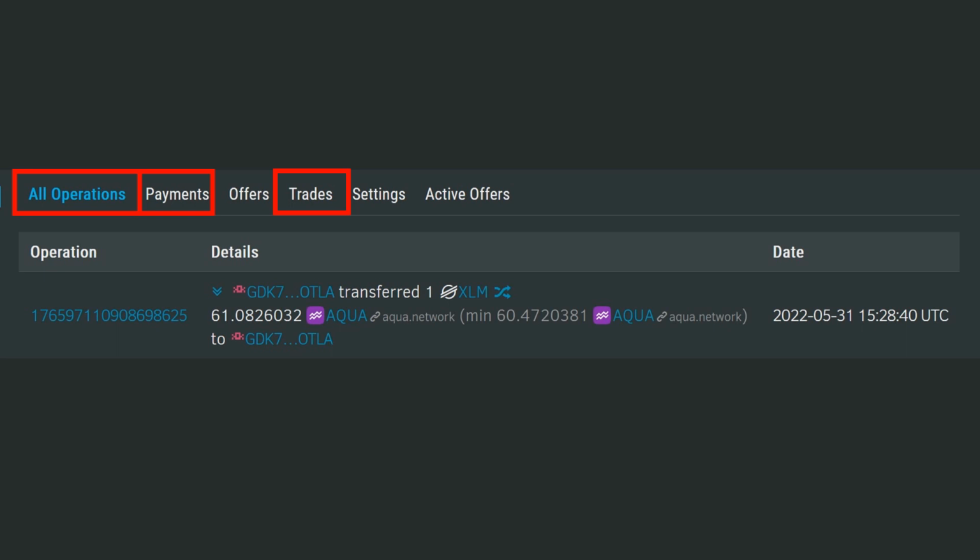In trades, we had two operations for this transaction, whereas in the All Operations tab, we only had one. The easiest way to spot a swap or a market trade on the ledger is this icon here. When you see it on the ledger, you'll know this transaction straight away.